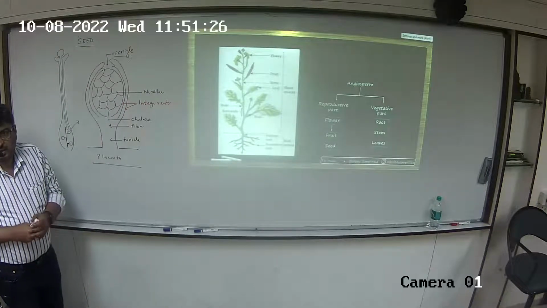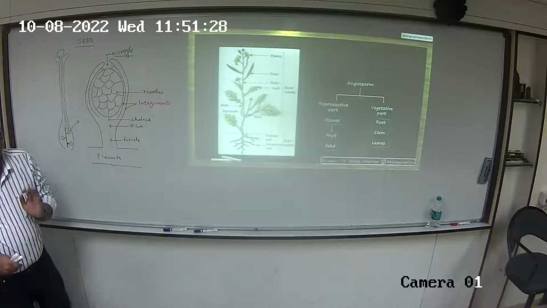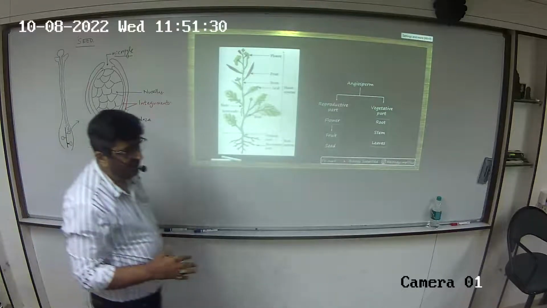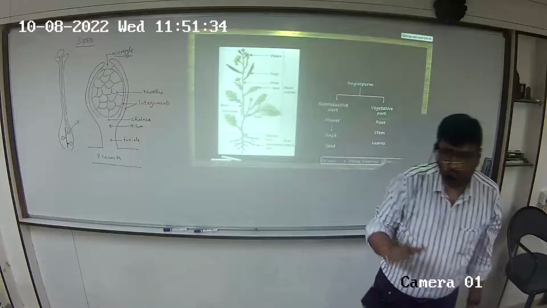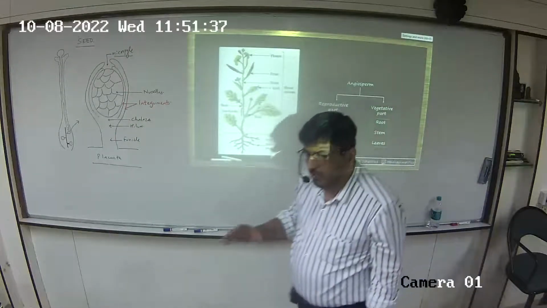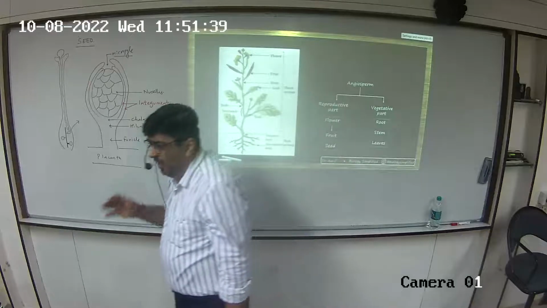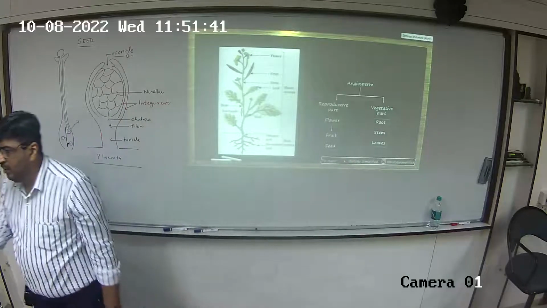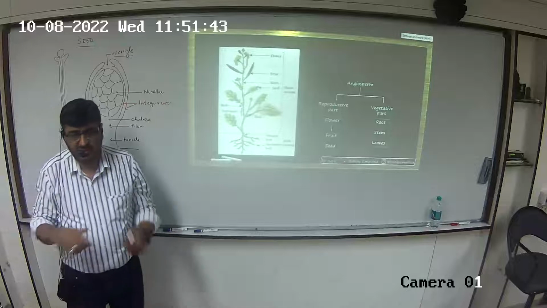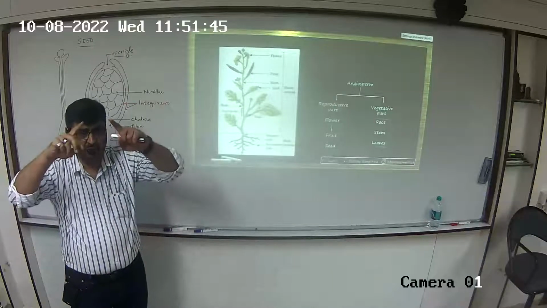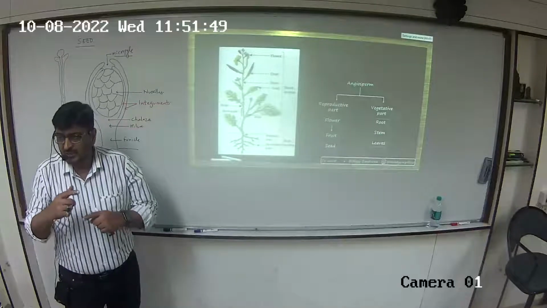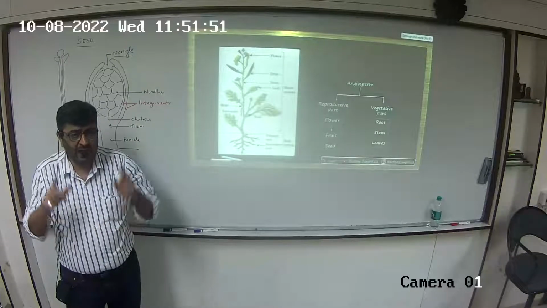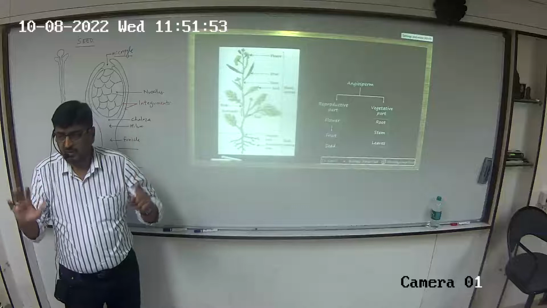Okay, let me repeat. Mass of cells nucellus, two protective coverings integuments. Integuments will leave a small opening called micropyle. Opposite to micropyle, chalaza. What will start from chalaza? Integuments will start. Stalk is called funicle, and funicle and chalaza will join at a point called hilum. Clear everyone? Okay.